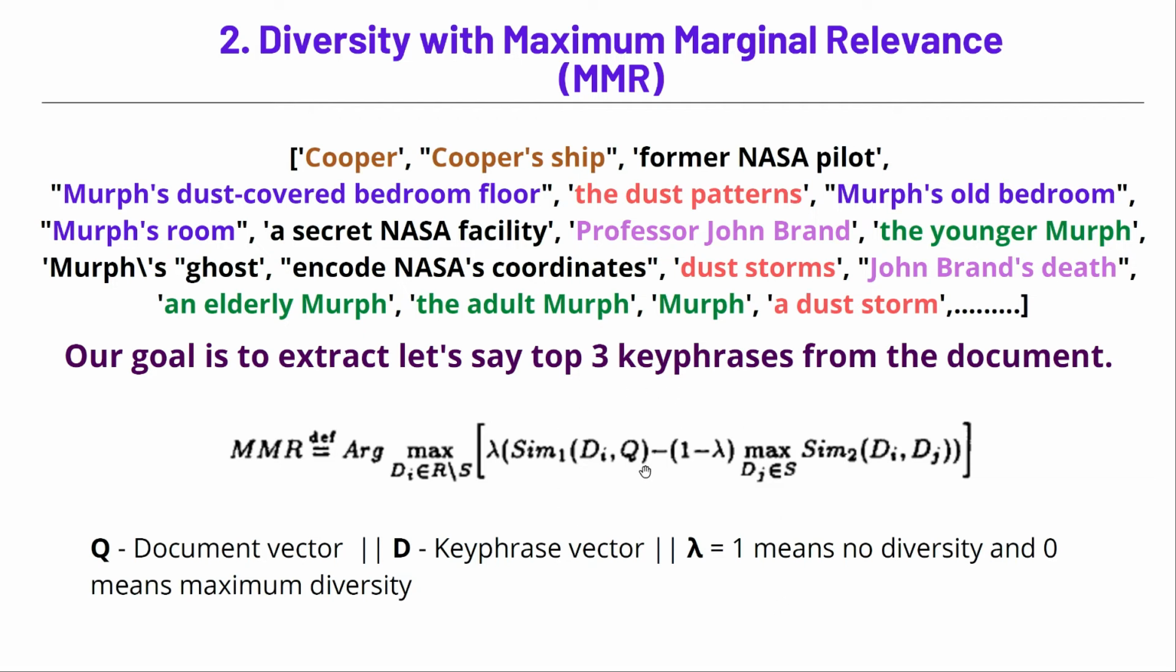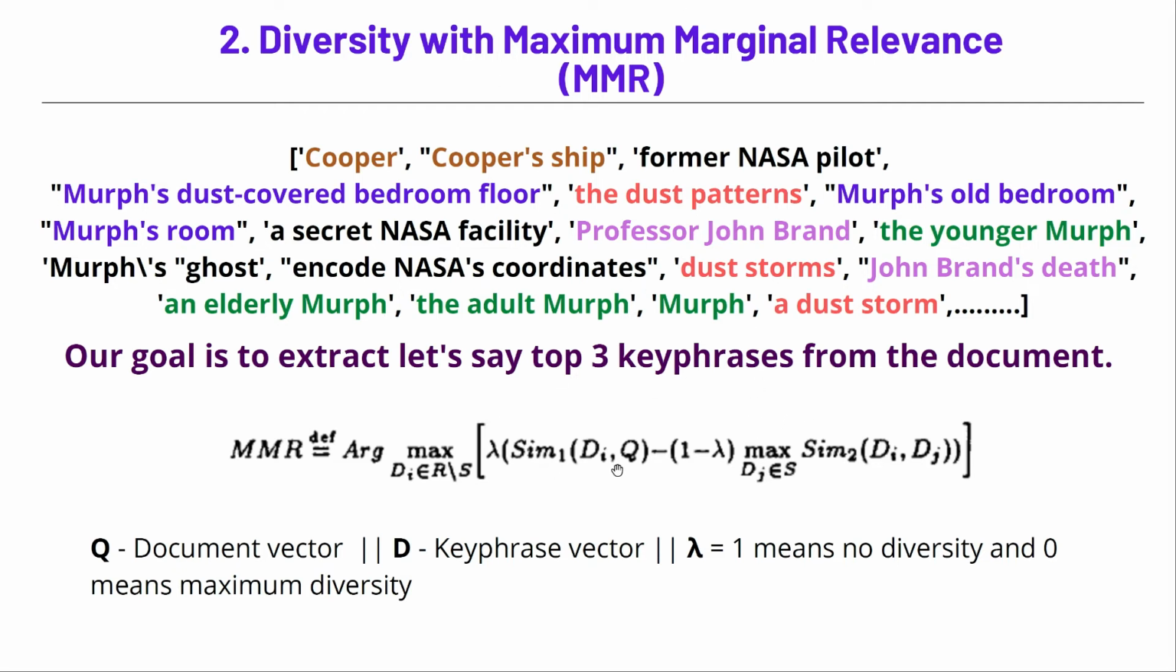So precisely speaking, this similarity of D, Q is the first parameter, which considers how close a given keyword is with respect to the document. And this is the second parameter, calculating the intra key phrase similarity and maximizing that part. So you can vary lambda between 0 and 1 and get that fine level of control over how much you want the key phrases to differ from each other and how much you want them to be similar to the original document.